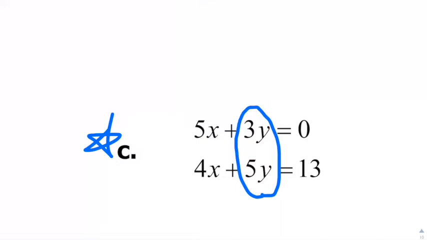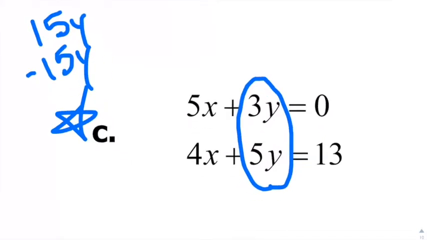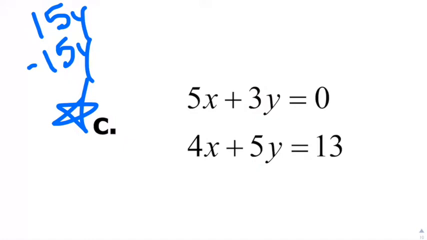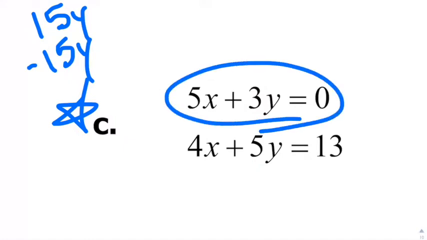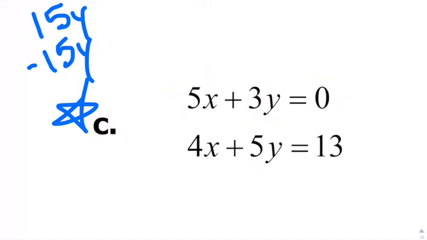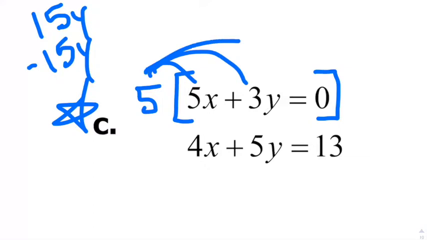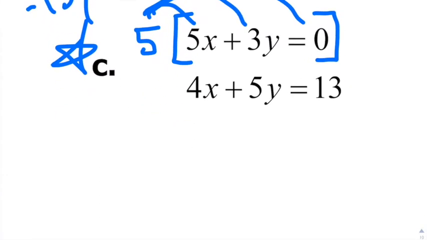Right? So if you think about the smallest number, you could go 30 or 60, but the smallest is 15. So I want something to look like 15y, and then the other one I want to look like negative 15y. So let's say this first equation right here, if I want that to look like positive 15y, I'm going to multiply this entire equation, or both sides technically, by 5. As long as you do everything to both sides of your equation, you should be good.